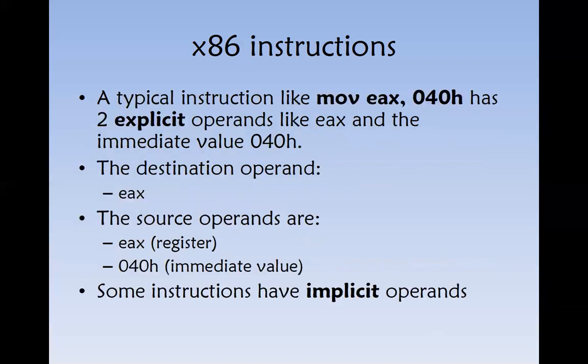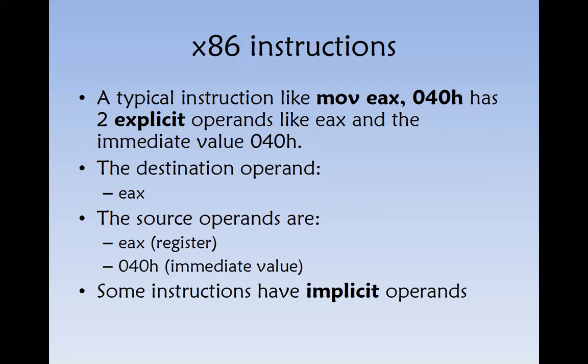Okay, so a typical instruction, for example, in this particular case, you have move EAX, 40 hex. It has two explicit operands. In this case, EAX is one of the operands, and you have a literal value. It's not a variable. It's 40 hex, and the destination is EAX, and the source is this immediate value. So this is an easy case where you have explicit operands. The operands are actually mentioned in the instruction itself, and that's a great thing because now you don't have to worry about whether there are any side effects of this instruction.